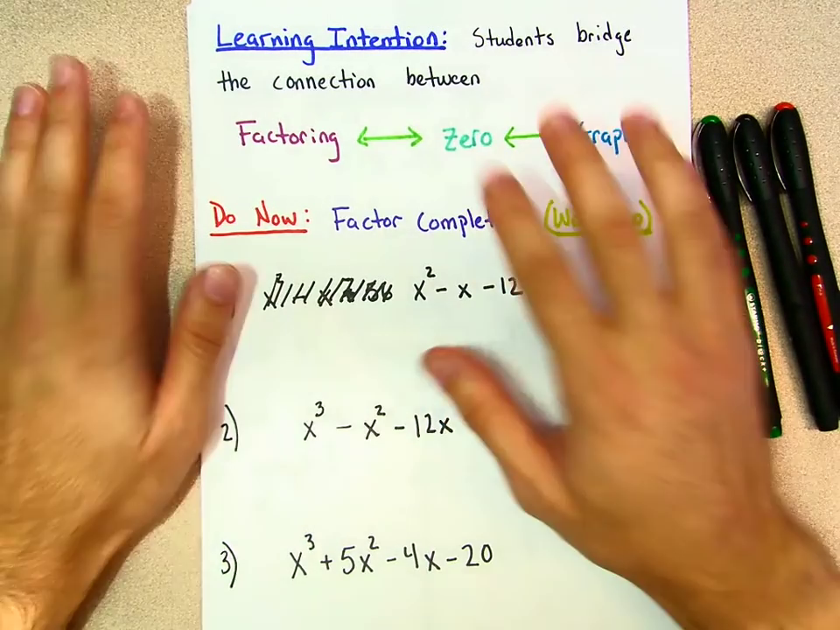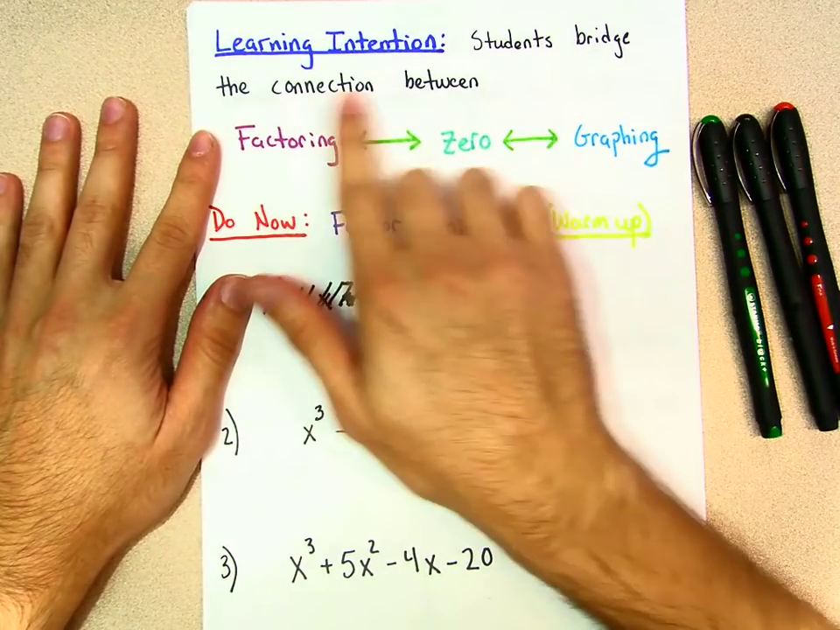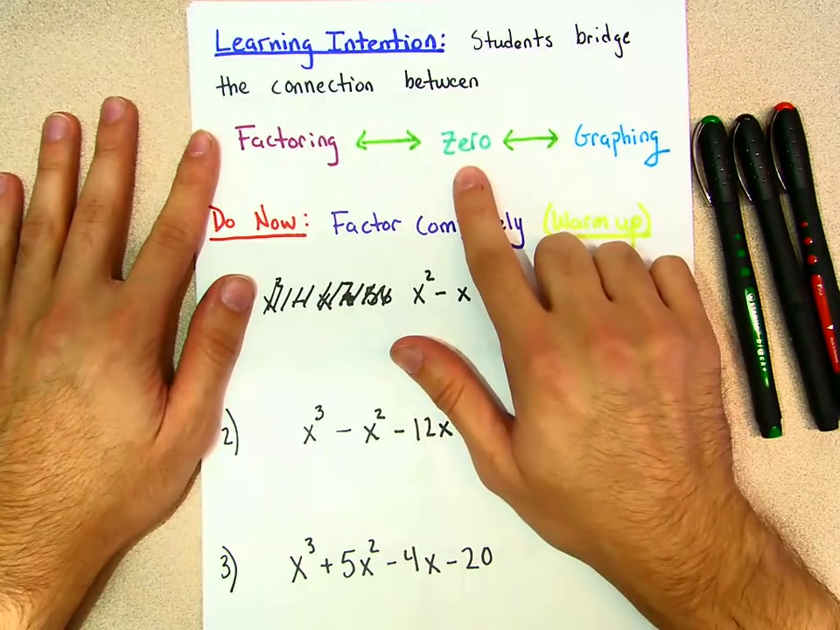Welcome everybody. So, game plan for today. Students, bridge the connection between factoring, zero, and graphing.